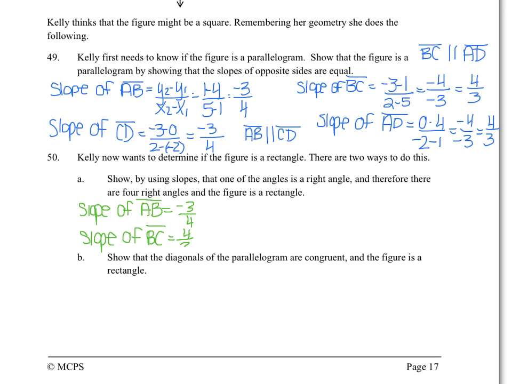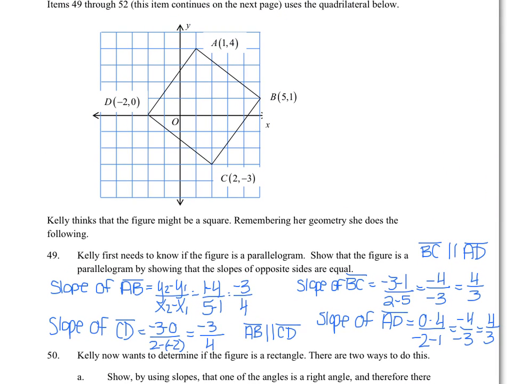And what we know is that if negative 3/4 times 4/3 equals negative 1, then the slopes are negative reciprocals of each other and the two sides are perpendicular. Well, negative 3 times 4 is negative 12. 4 times 3 is positive 12. So this is going to equal negative 1. This tells us that AB is perpendicular to BC because the slopes are negative reciprocals and the product of the slopes is negative 1. And if one of the angles is a right angle, then all 4 are right angles. You could have picked any two adjacent sides to see if they were perpendicular.